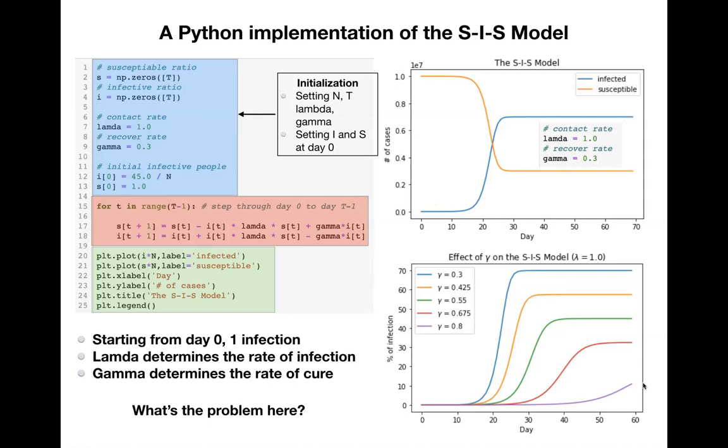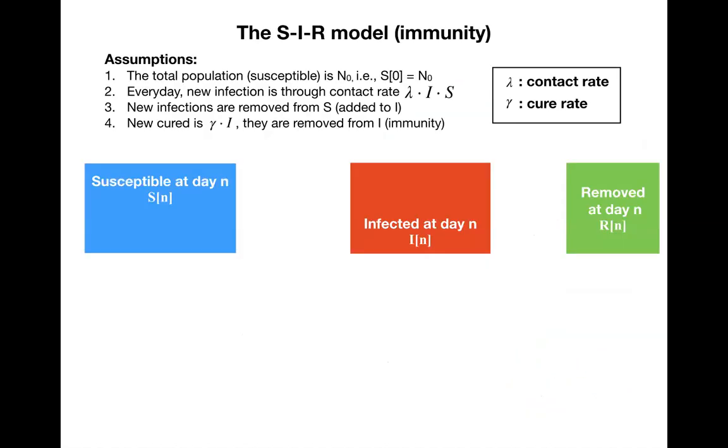So the SIS model ignores immunity, which does not work for most epidemics. So we need to go to the immunity model, which is called the SIR model. In the SIR model, we have three populations. One is susceptible, called S_n. The second is infected, called I_n. And the last is called removed, or you can say recovered, called R_n.